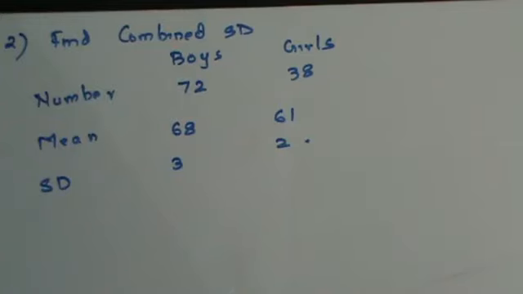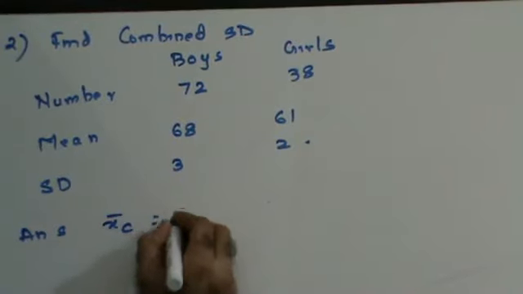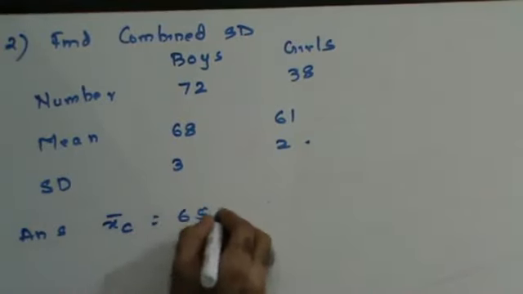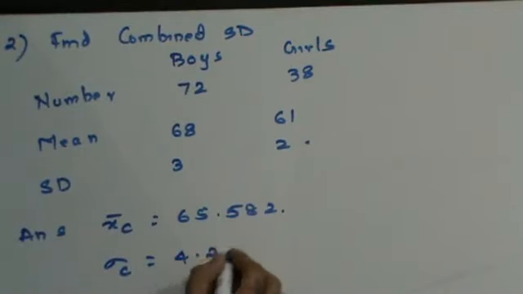Okay, now let's write the answers down for this. When you solve this, you should get the answer for combined mean as 65.582 and combined standard deviation is 4.28. This is the answer that you should get. Let's put up another sum, guys, for you all to practice.